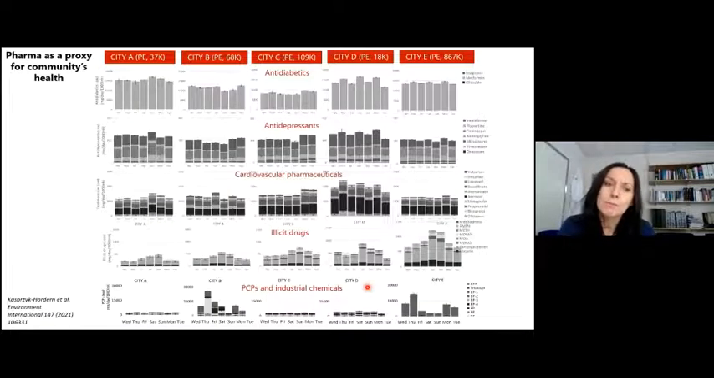So we can do much more with wastewater than just see where the disposal happens. And this is just a snapshot of what we can do if we look at pharmaceutical usage across the catchment. So it's a very busy slide, and I won't spend too much time on this, but I'll try to explain. So we have 5 cities here. So city A here, city B, city C, D, and E. And this is the population size provided here for you.